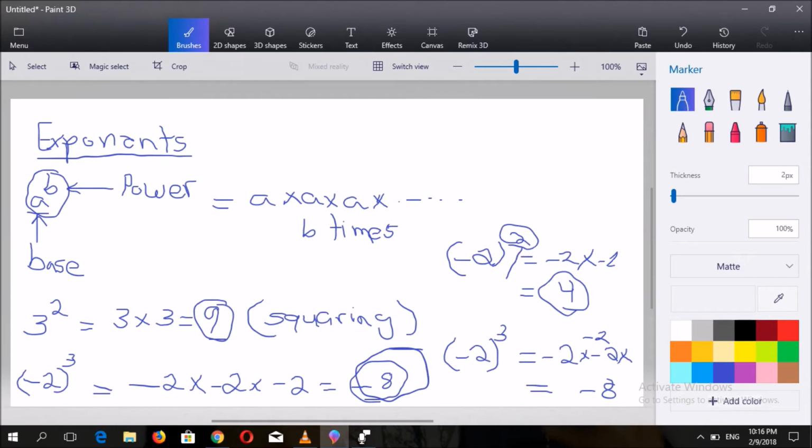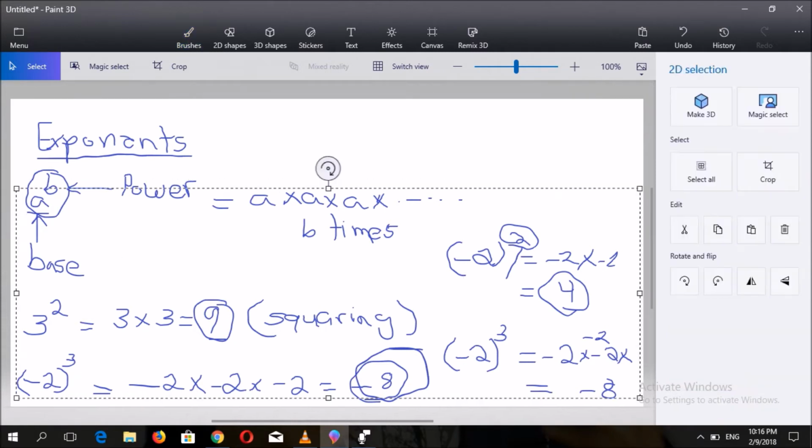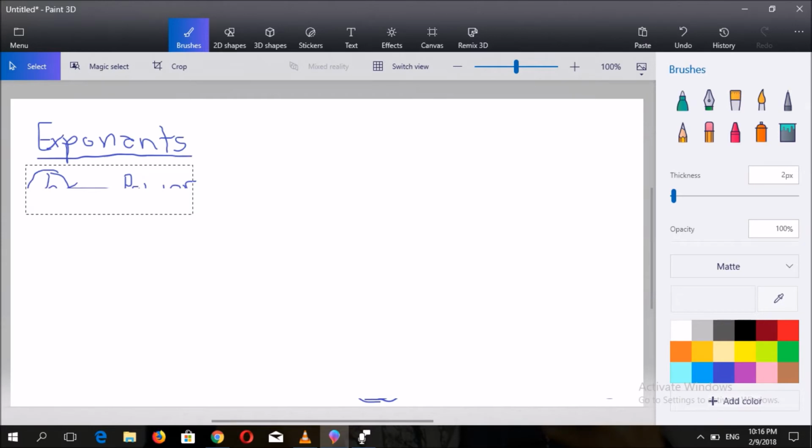So if a negative number is raised to an odd power, then the value of this exponent is what? Is negative. However, if a negative base is raised to an even number, then the value of this exponent is always positive. Okay, what else do we need to know about exponents?